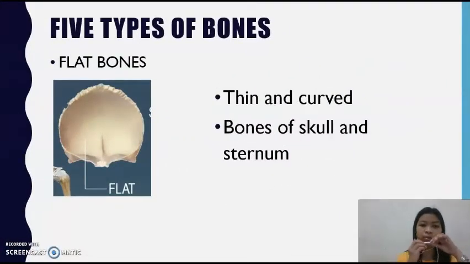Next, we have flat bones. So these are thin and curved bones that can be found in the skull and the sternum. So, yung ating skull kasi, it's made up of five. Mamaya balikan natin. 5 flat bones. So, it is being joined by sutures na tinatawag. So, mamaya malalaman nyo din kung ano yung sutures.